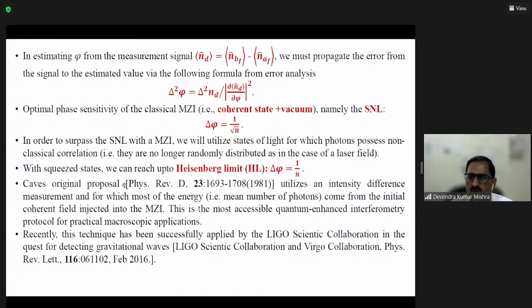Caves originally proposed to utilize an intensity difference measurement, for which most of the energy comes from the initial coherent field injected into the Mach-Zehnder interferometer. This is the most accessible quantum enhanced interferometry protocol for practical macroscopic applications. And the successful detection of gravitational waves in the LIGO experiment is a very recent example of the success of such a setup.